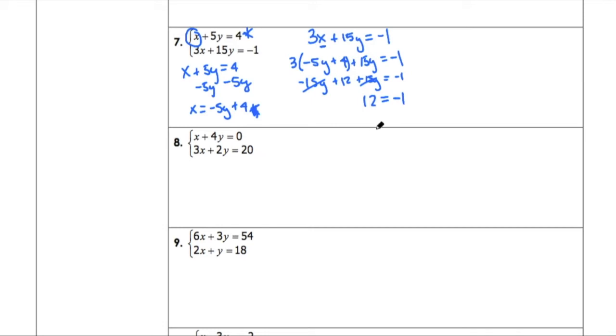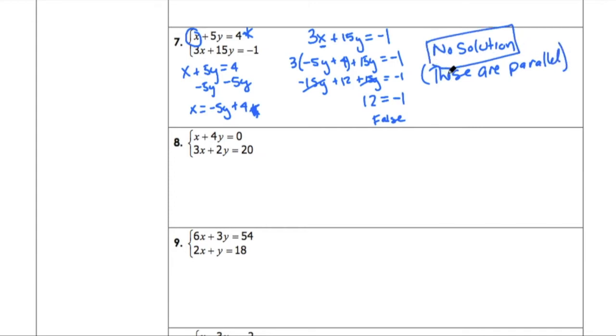Don't be fooled. 12 is still not equal to -1. This is a false statement. And like we've seen in past chapters, when we get something that's false, this means there's no solution. Well, how's that possible? Well, if we're talking about where lines intersect and these lines have no solution, they do not intersect. This is not really required, but these lines are parallel. So no solution is our answer. It's because the lines were parallel.